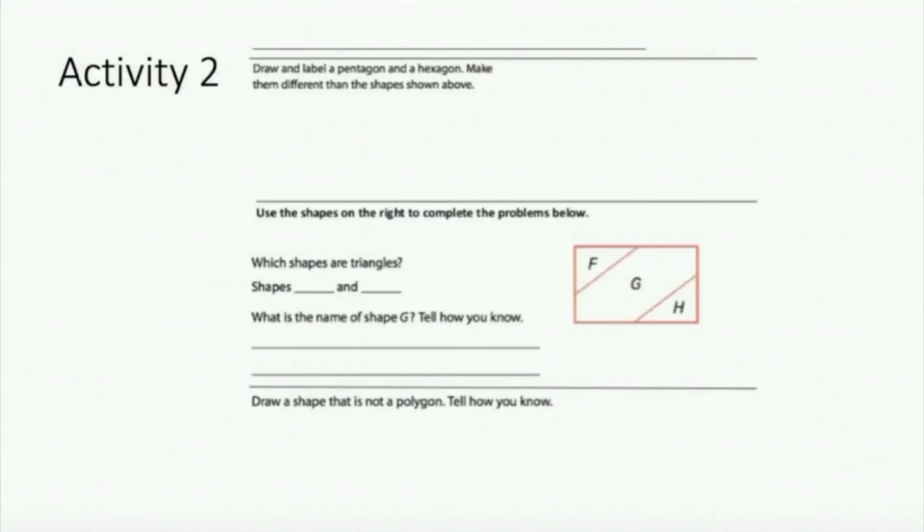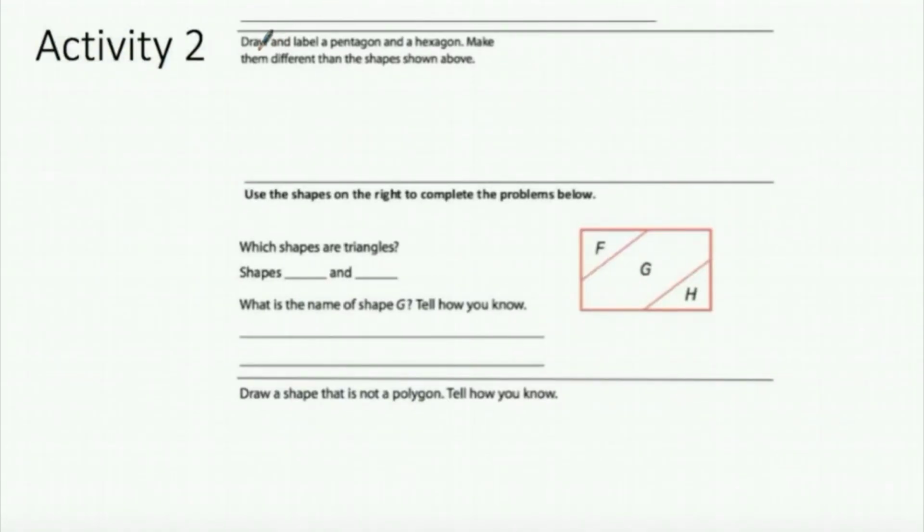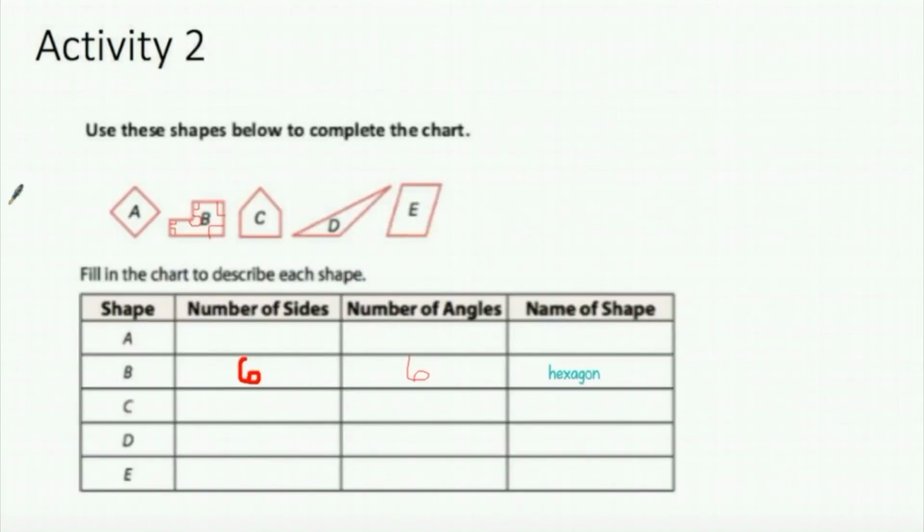Looking at activity 2 in your packet, draw and label. And when it's saying label, make sure that you are saying how many sides and angles, and you're showing that just like we have in the pictures, or you're writing it. Draw and label a pentagon and a hexagon. Make them different than the shapes shown above. So when they're saying above, they're just like these. So they've given you an example of your hexagon, and that should have been your pentagon.